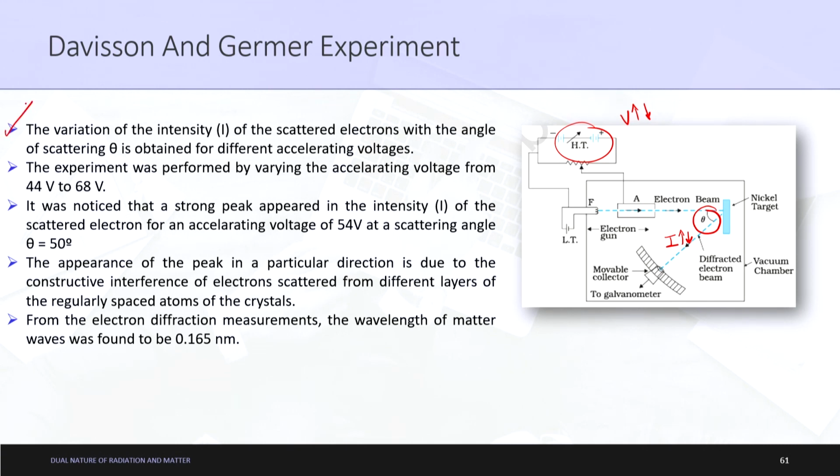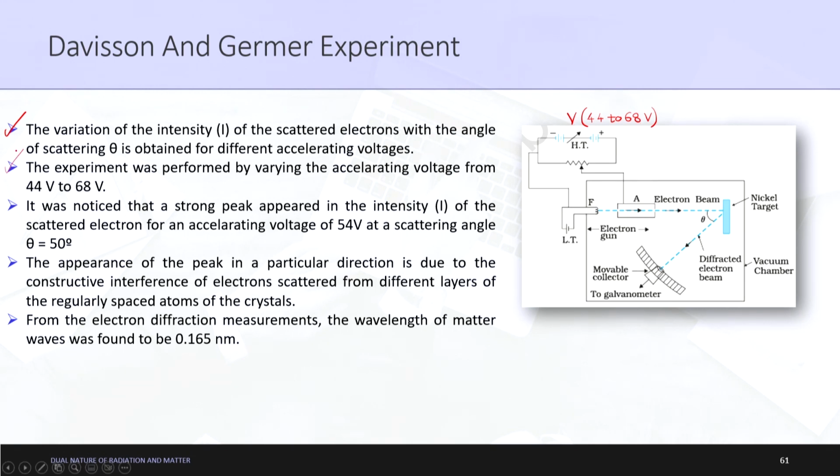Next, the experiment was performed by varying the accelerating voltage from 44 volts to 68 volts. So, basically now we also have the range. What was actually happening is that the voltage was being varied in the range of 44 to 68 volts. This has also been explained here.